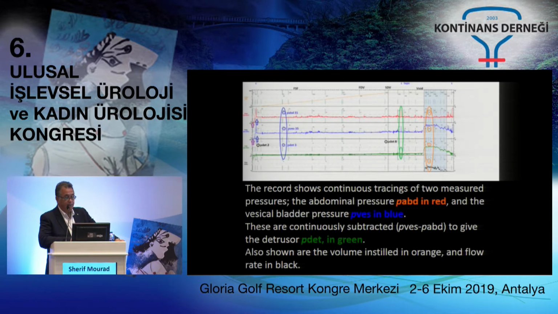You can see that the record shows continuous tracing of two measured pressures, the abdominal pressure in red and the vesical pressure in blue. And the detrusor pressure is in green, and this is already on the screen on the monitor of the Euroflow machine, the urodynamic machine, and it is subtracted automatically, so you don't have to do anything for this.